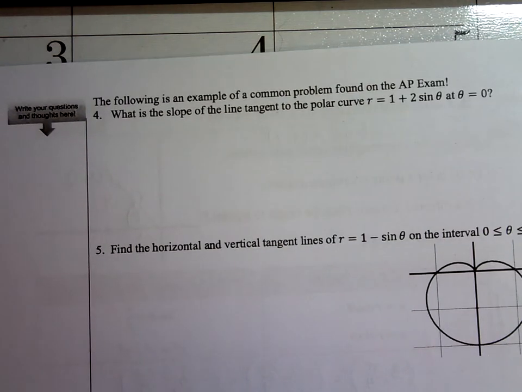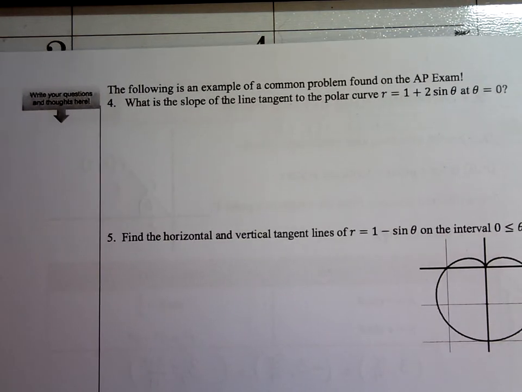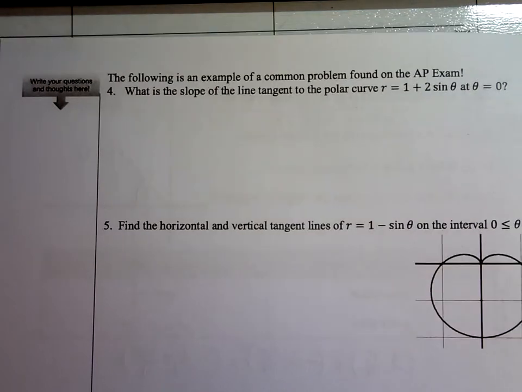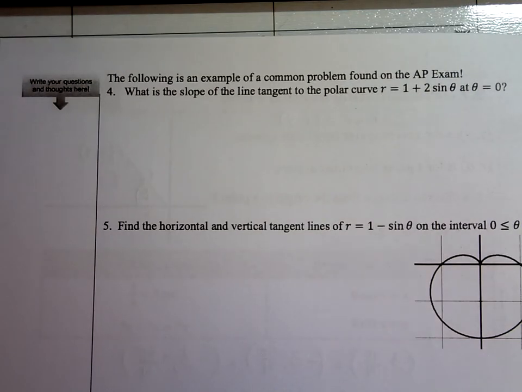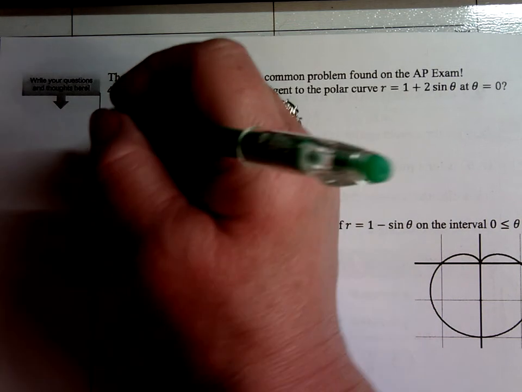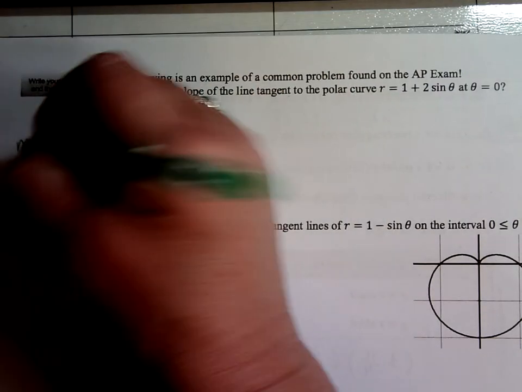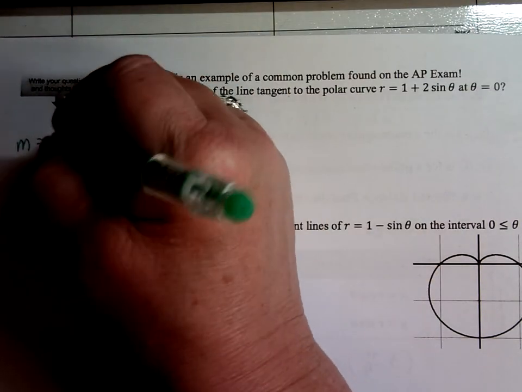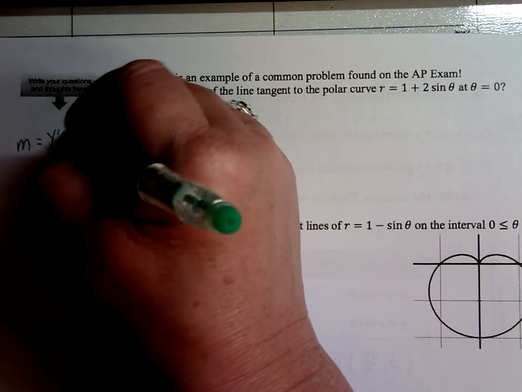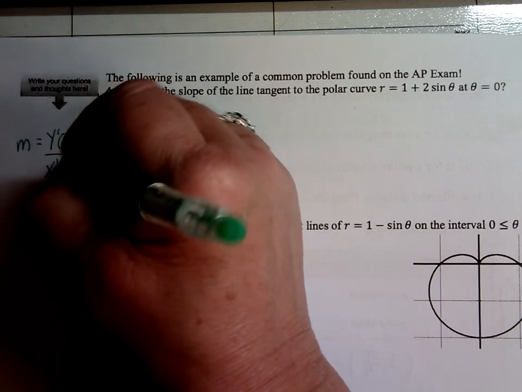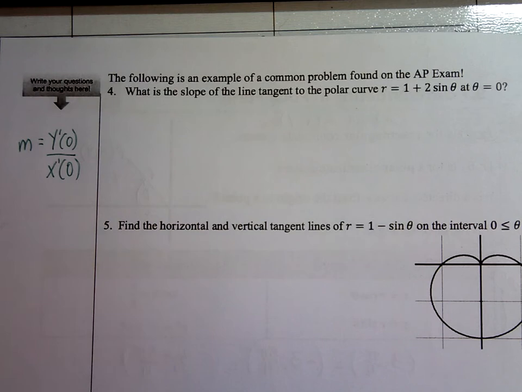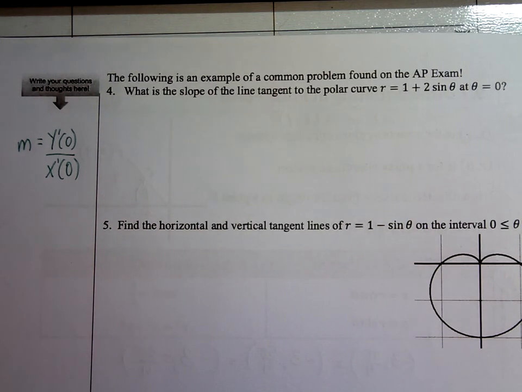The following examples are common problems that are found on the AP exam. So number 4 says, all right, what's the slope of the line tangent to the polar curve r equals 1 plus 2 sine theta at theta equals 0? So we're looking for the slope at 0. So that would be y prime of 0 over x prime of 0. Right? That's what we're looking for. What the slope's going to be when theta is 0.